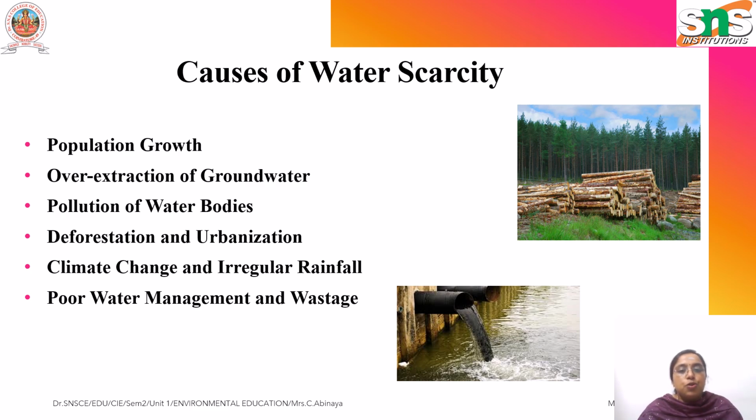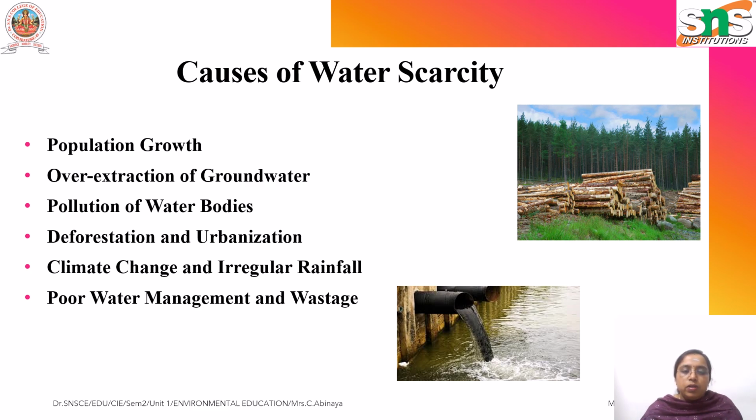Climate change. Due to global warming, we are seeing irregular rainfall patterns, longer periods of droughts and more extreme weather. Glaciers, which are long-term water sources, are melting rapidly. In some areas, it rains too much at once and causes floods. And in some areas, there is no rain at all for months together. So climate change makes water like an unreliable friend. Sometimes too much, sometimes none at all.